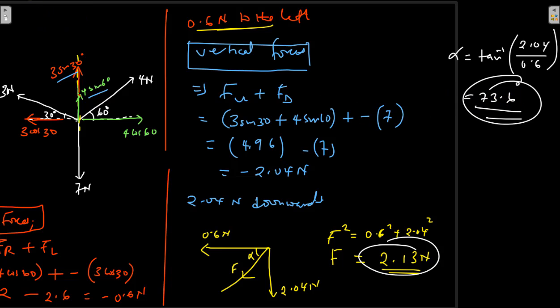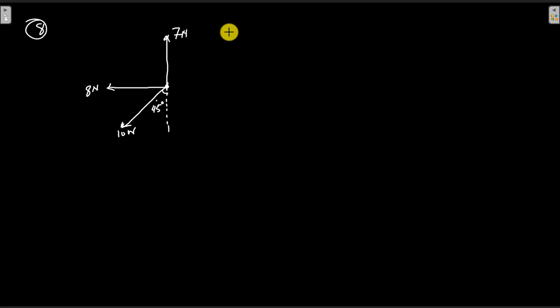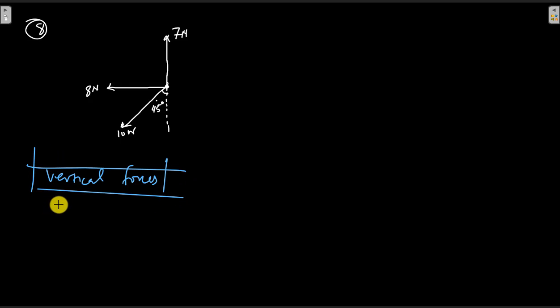Okay, this is a nice one. Let's have our last problem. There we go. We have three forces, 7, 10, and 8 newtons. Let's go ahead and find the vertical forces first. For this case, I guess we started the wrong way. Let's begin by resolving this 10 newton force.